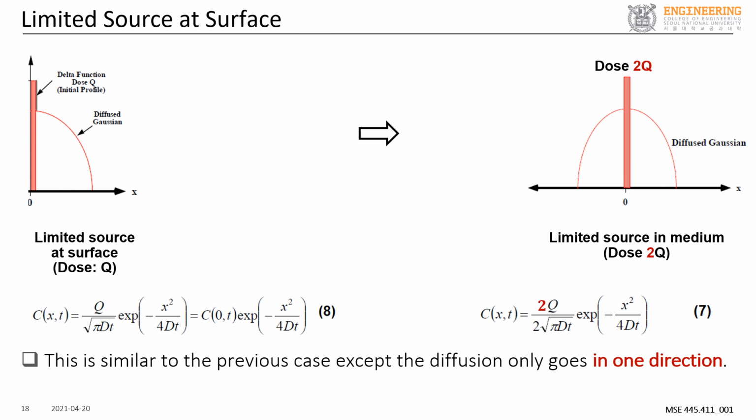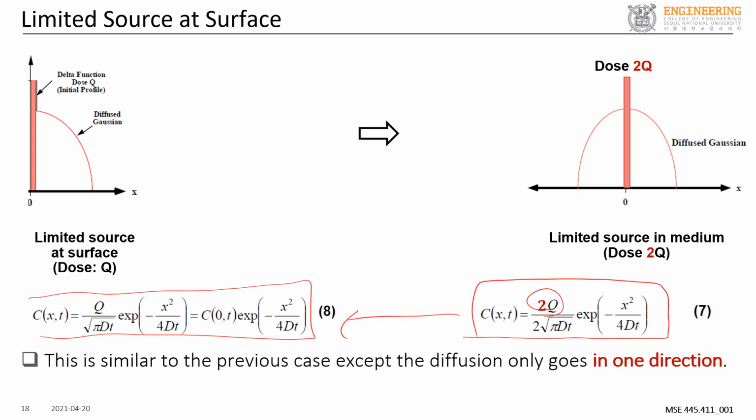So this is the equation for 2q for the limited source in medium, right? You just take the right half of this equation. You can see that there's no 2 anymore because they canceled out. So this is the solution, which is still the Gaussian profile. So this was simple if you know the first case.